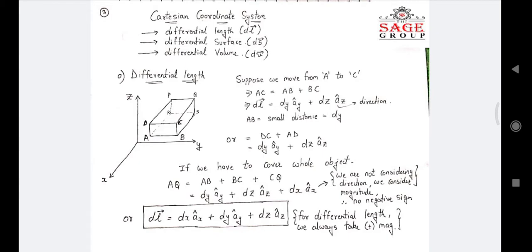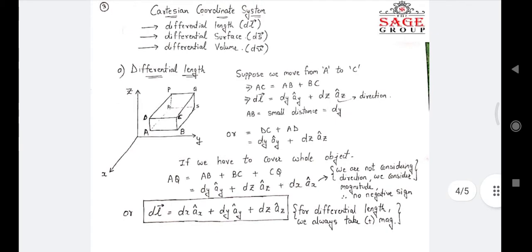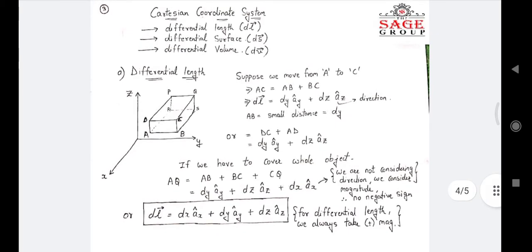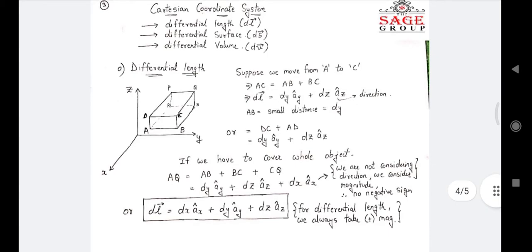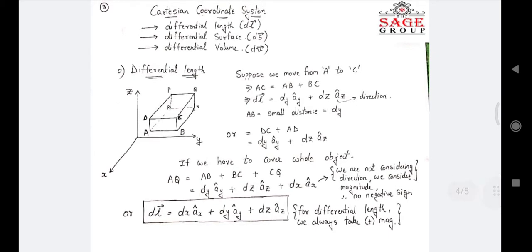Now suppose we want to cover the whole object, that is, we want to move from A to point Q, from the front point A to the back point Q. How can we reach Q? The way will be like this: A to B, B to C and C to Q. In mathematical form, AB will be dy ay, BC will be dz az, because BC is in the direction of the Z axis, and next CQ will be dx ax.